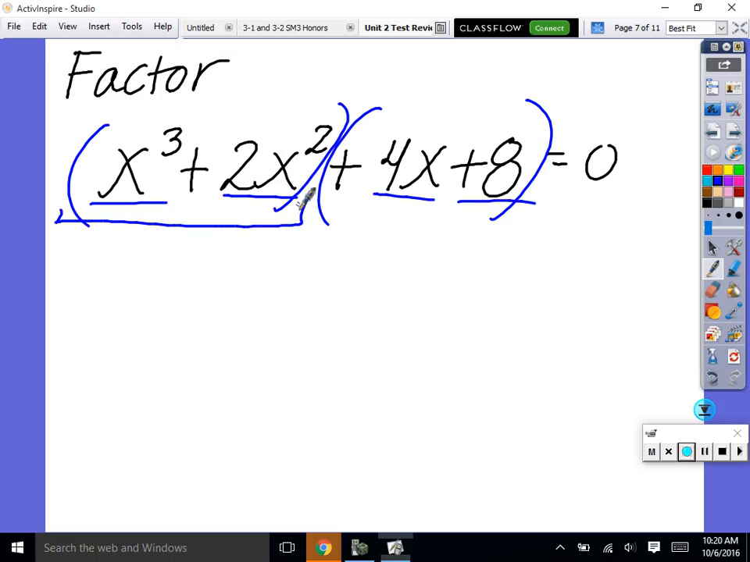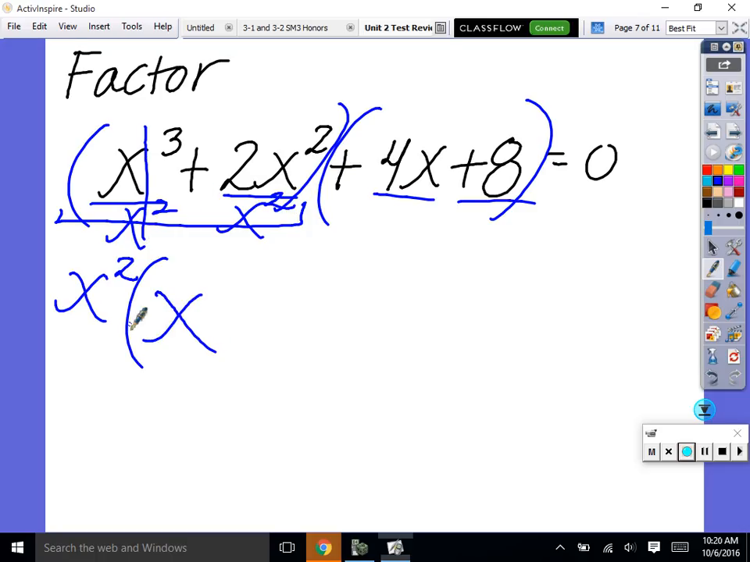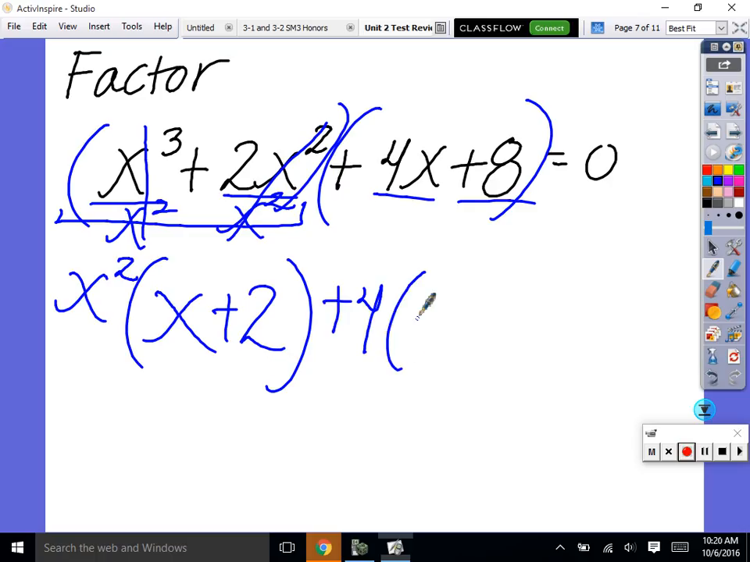What's the greatest thing in common here? X squared, right? So we'll pull out x squared. So now you'll divide each term by x squared. So what's x cubed divided by x squared, guys? X, right? Everybody following? You're going to have these on the test. Then look, x squared over x squared is 1, so we're left with plus 2. Over here, the greatest thing in common is positive 4. So we'll divide each term by positive 4. That's not a negative, sorry. Positive 4. So then left is x plus 2.